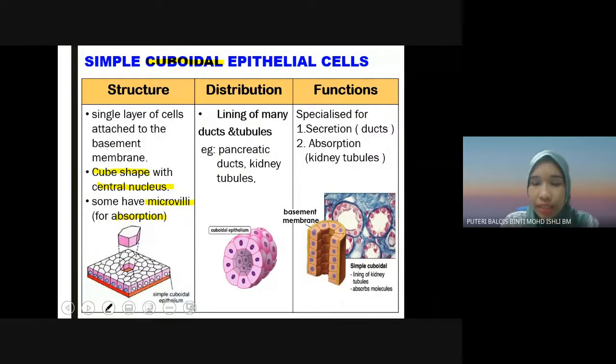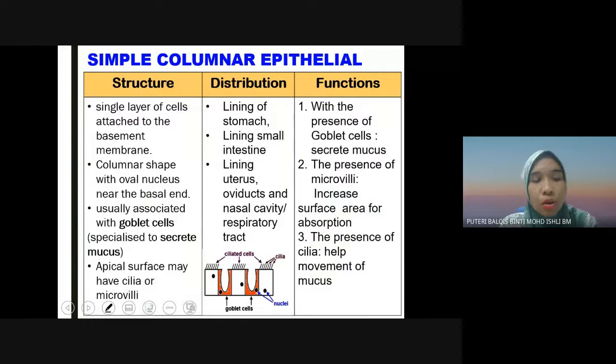Okay. Then we have columnar. Columnar ni, columnar shape, oval nucleus. Okay, oval nucleus near the basal end. Maksudnya nucleus tu duduk dekat bahagian bawah. Okay. And columnar ni, dia special. Dia ada goblet cell. Okay, dia ada goblet cell. Bila dia ada goblet cell, function goblet cell ni untuk secrete mucus.